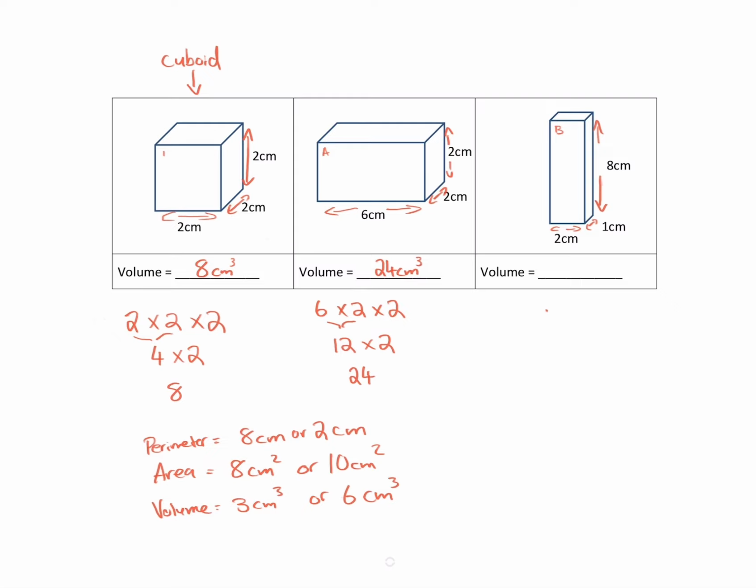And our last one here is 2 multiplied by 1 multiplied by 8. So 2 multiplied by 1 is 2, and then we multiply that by 8. 2 multiplied by 8 is 16. So 16 centimeters cubed. And that is how we figure out the volume of a cuboid or a rectangular prism.